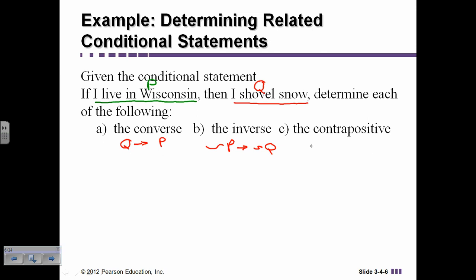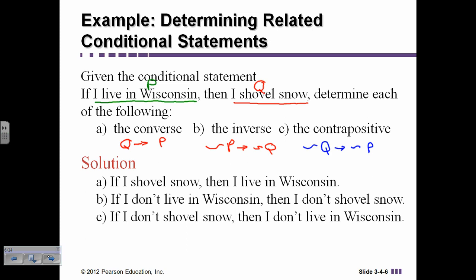The contrapositive is when we switch them and we negate them. So I would have not Q implies not P. So what we would do is we would switch it. We would talk about shoveling snow first, then we talk about Wisconsin, but I also negate them. So if I do not shovel snow, then I do not live in Wisconsin. And that's what we have as our answers there.